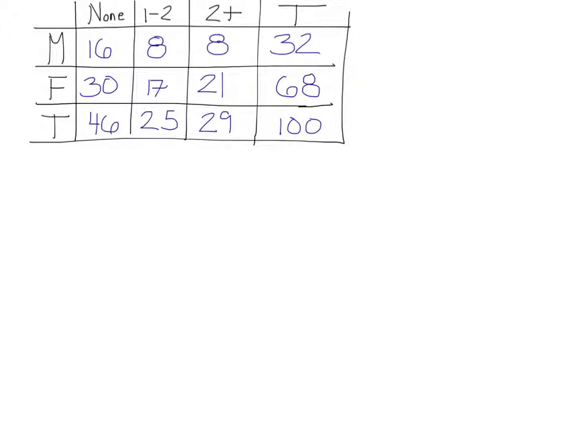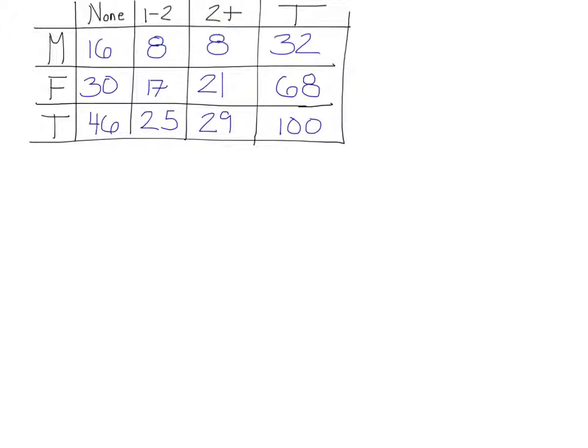So in our last example, we're going to look at a situation where we're trying to think about gender, if someone's male or female, and the likelihood that they have a number of years of babysitting experience. So let's consider, if you're male, for example, out of a group of 100, there are 16 people that have no babysitting experience. There are 8 people that have 1 to 2 years of experience, and there are 8 males that have 2 or more years of experience. Whereas if we're looking at females, we have 30 people that have no experience, 17 people that have 1 to 2 years of experience, and 21 people that have 2 or more years of experience.